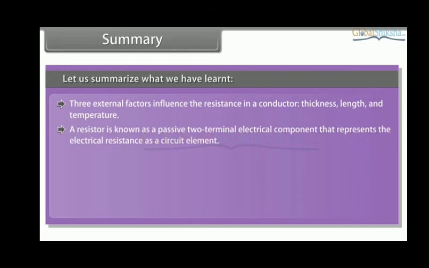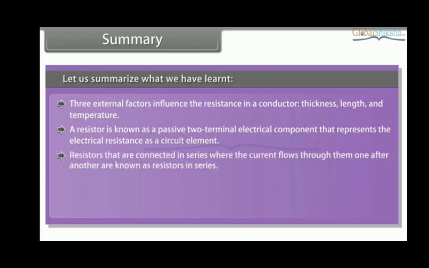A resistor is known as a passive two-terminal electrical component that represents the electrical resistance as a circuit element. Resistors that are connected in series, where the current flows through them one after another, are known as resistors in series.